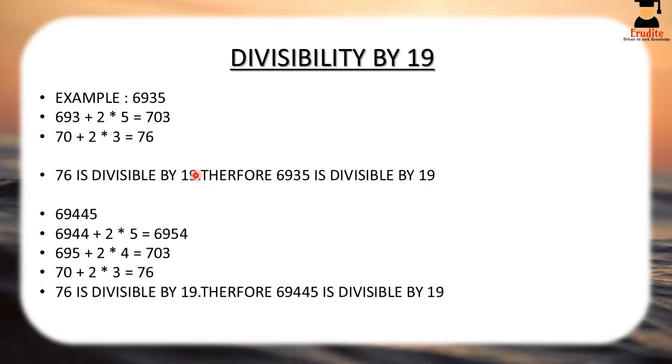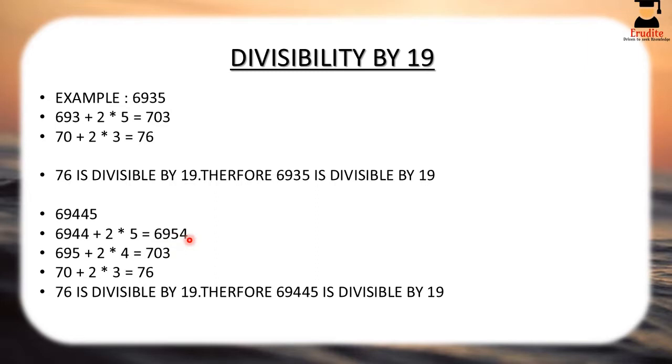A very easy pattern. Extract the last digit, multiply it by 2 and add it to the rest of the number until you get a number that is actually divisible by 19. Let's take one more example. A 5-digit number, 69445. Take the last digit, multiply it by 2 and add it to the rest of the number. So 6944 plus 2 into 5, which gives me 6954.